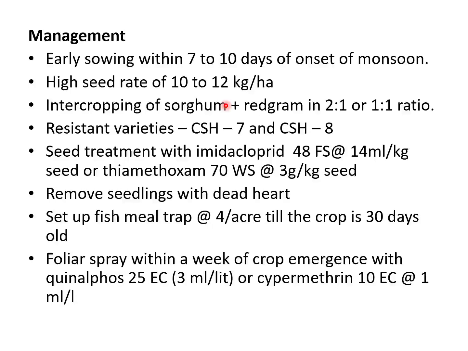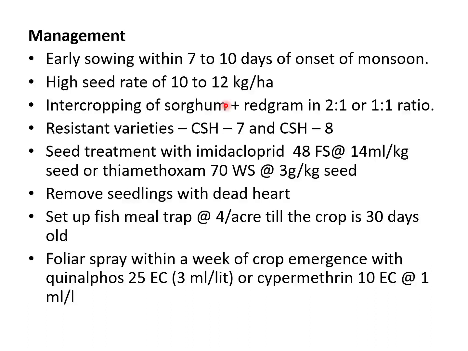So, in the management of sorghum shoot fly, go for early sowing. That means sow within 7 to 10 days after receipt of monsoon. Then go for a higher seed rate of 10 to 12 kg per hectare, because that will prevent any reduction in plant population due to infestation of shoot fly.